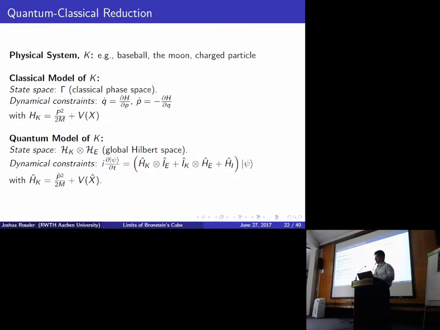The classical model: the state space will consist of, say, classical phase space, and the dynamical constraints will just consist of Hamilton's equations, say just for argument's sake, with the usual p squared over 2m plus V Hamiltonian. The quantum model, or the most complete quantum model of the system, will take into account its interaction with its environment. So the total state space will be the Hilbert space of the system tensored with the environment, and the dynamical constraints will be given by Schrodinger's equation with the same Hamiltonian. This Schrodinger equation consists of a system Hamiltonian plus the identity on the environment, plus the identity on the system plus an environment Hamiltonian, plus an interaction Hamiltonian, which is how decoherence-based analyses usually proceed.